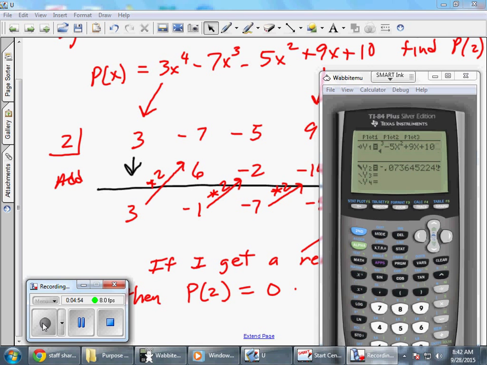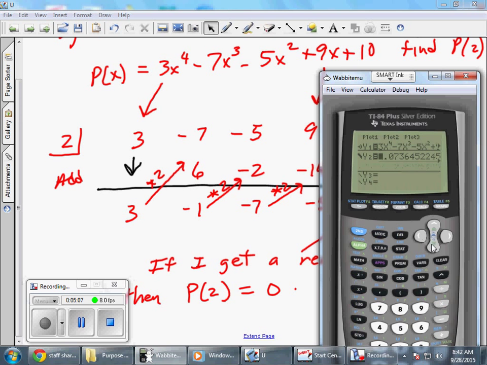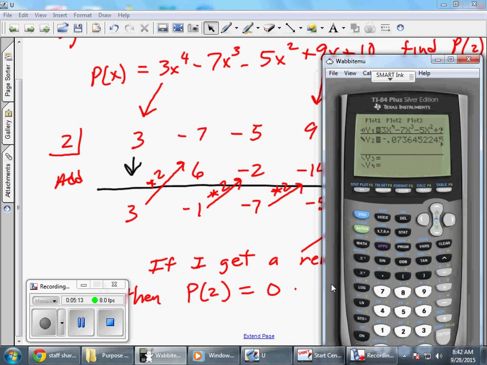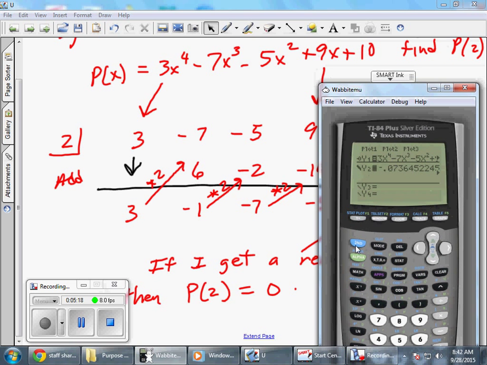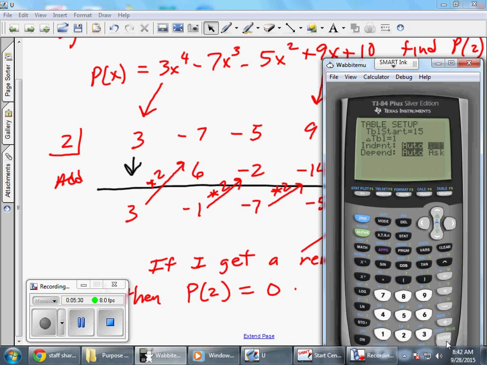Okay, here's the cool part. This one may be new to you, calculator heads. So you have it in your calculator, and at this point I'm going to go down here and shut this one off because I don't need it. How do I shut the second one off? Go over to the equal sign and press enter. Now I'm going to go to second table set, and on the independent variable, I'm going to slide it over from auto to ask.